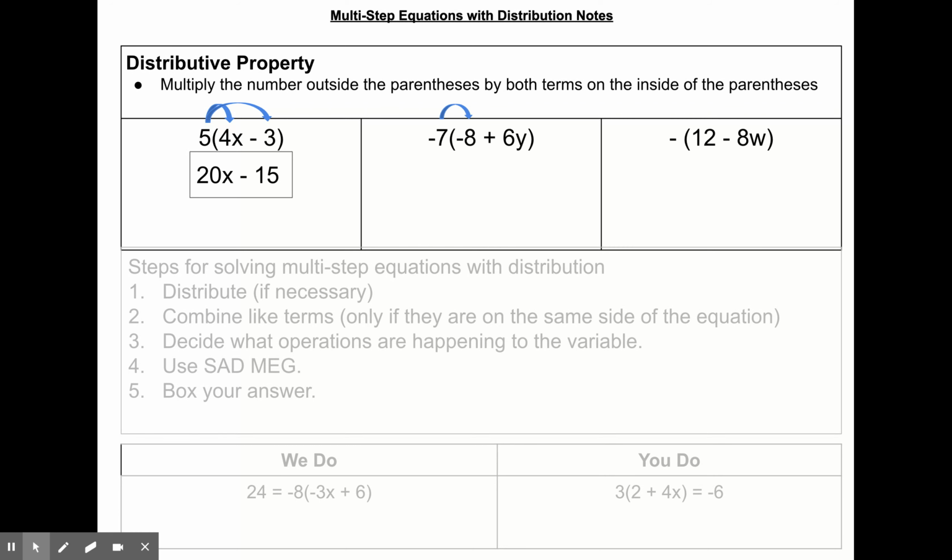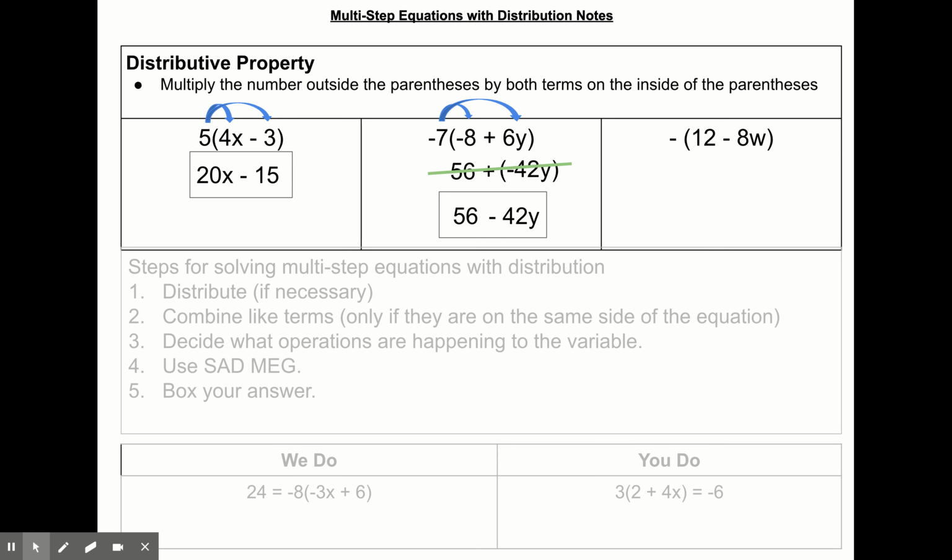Moving on to the next one, we have negative 7 times negative 8. Negative times a negative is a positive 56. Negative 7 times 6y would give us a negative 42y. This is looking a little clunky to me. With adding a negative, I still have my parentheses to separate the signs. Isn't adding a negative the same as just subtracting? So to simplify this, we can either skip that step or write it and leave it, whatever helps you and makes the most sense to you.